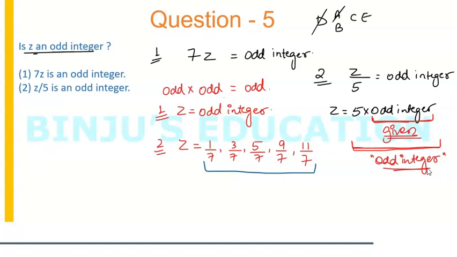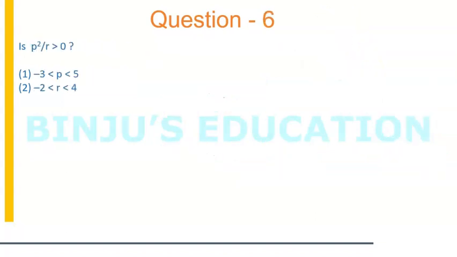So 5 is also an integer. RHS is also an integer. So integer into integer has to be an integer. There is no second possibility. So odd integer into odd integer will automatically become an odd integer. Which means B alone is sufficient. Hence your answer is option number. That's it. All right, pause the video and try this question, please.